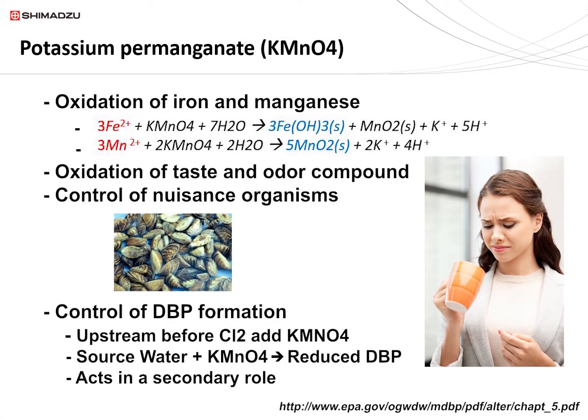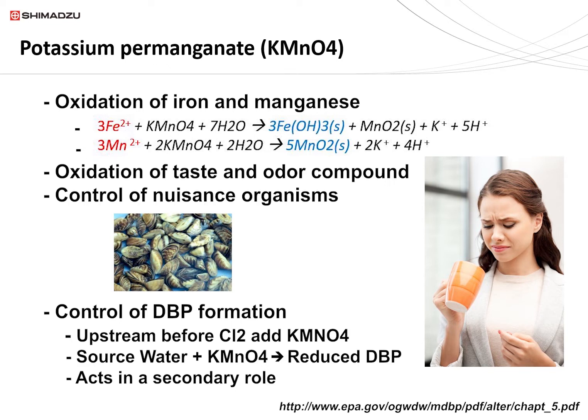In addition to chlorine, potassium permanganate can be used upstream, or before chlorination, for reduction of iron and manganese. Note the ions of iron and manganese in solution in red, in the +2 oxidation state, are converted to the solids shown in blue, which are easily removed. Potassium permanganate can also help reduce bad taste and bad odors.